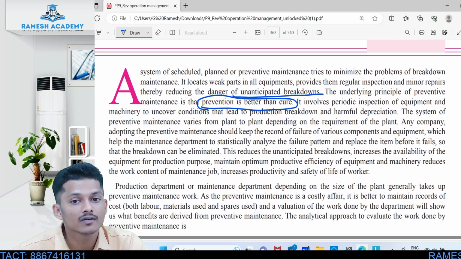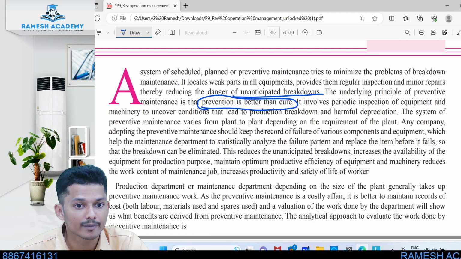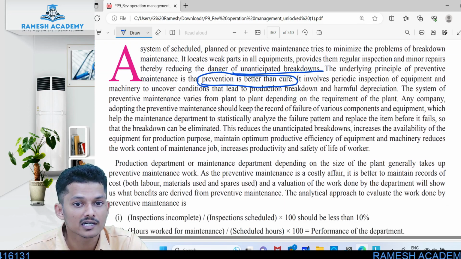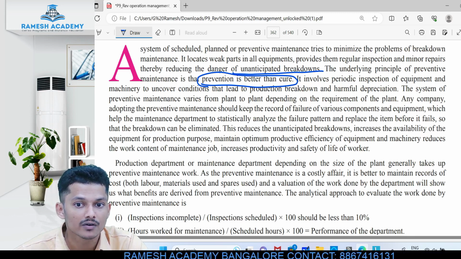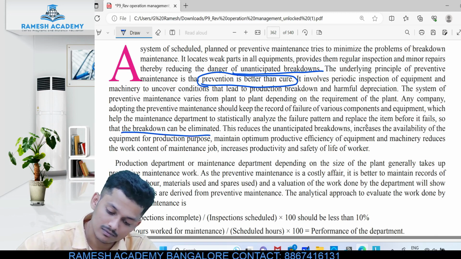Okay, it involves periodic inspection of equipment and machinery to uncover conditions that lead to production breakdown and harmful depreciation. The system of preventive maintenance varies from plant to plant depending on the requirement of the plant. Any company adopting preventive maintenance should keep a record of failure of various components and equipment, which helps the maintenance department to analyze the failure pattern and replace them before they fail, so that the breakdown can be eliminated.